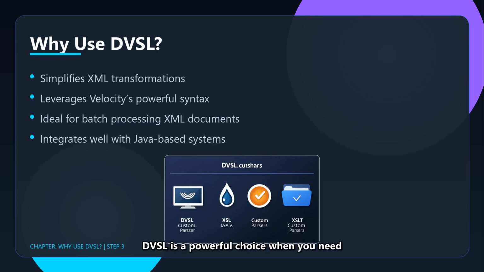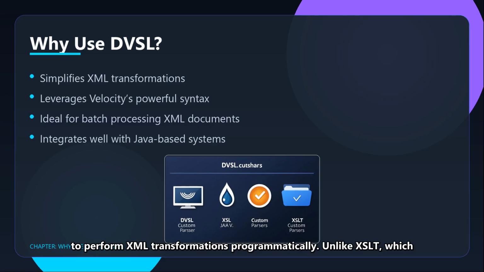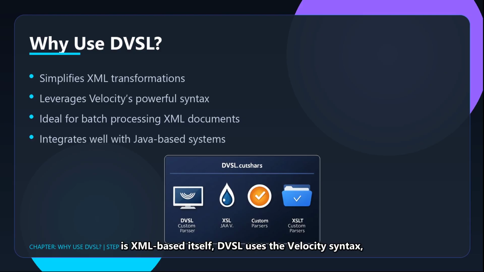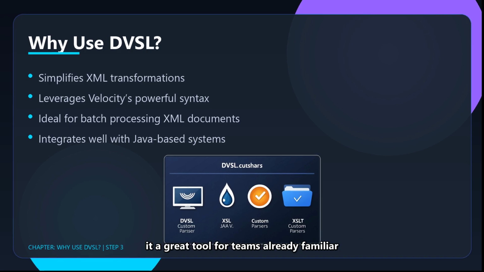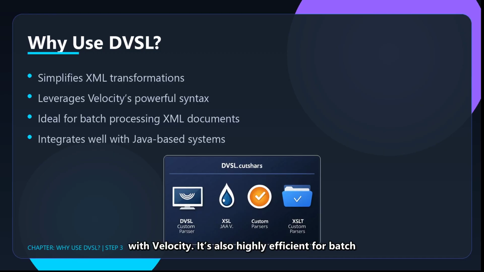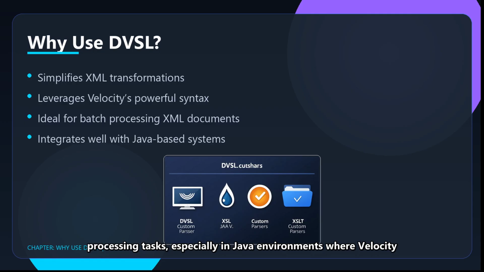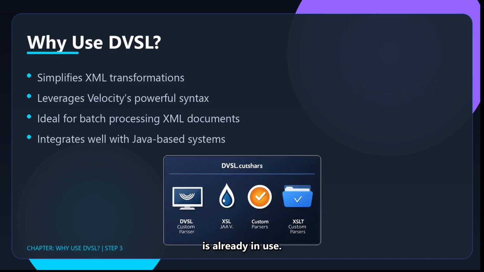DVSL is a powerful choice when you need to perform XML transformations programmatically. Unlike XSLT, which is XML-based itself, DVSL uses the Velocity syntax, which many developers find more intuitive. This makes it a great tool for teams already familiar with Velocity. It's also highly efficient for batch processing tasks, especially in Java environments where Velocity is already in use.